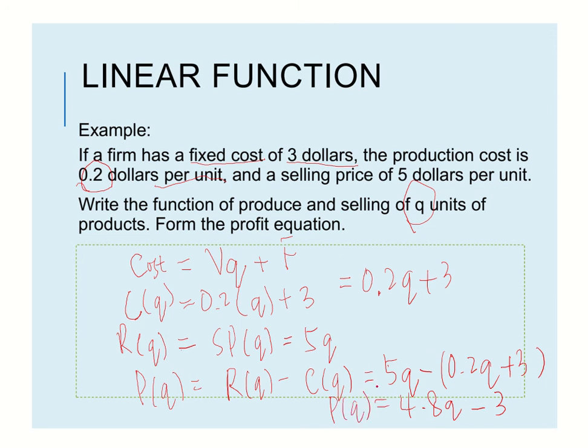According to the quantity. Now, what does that mean? It means that if we know the quantity, then we can calculate the profit immediately. So if the quantity is 10 units, we have 48 minus 3, then we know the profit is 45. All these are called linear functions, and this is the example where we apply the concept in the business world.